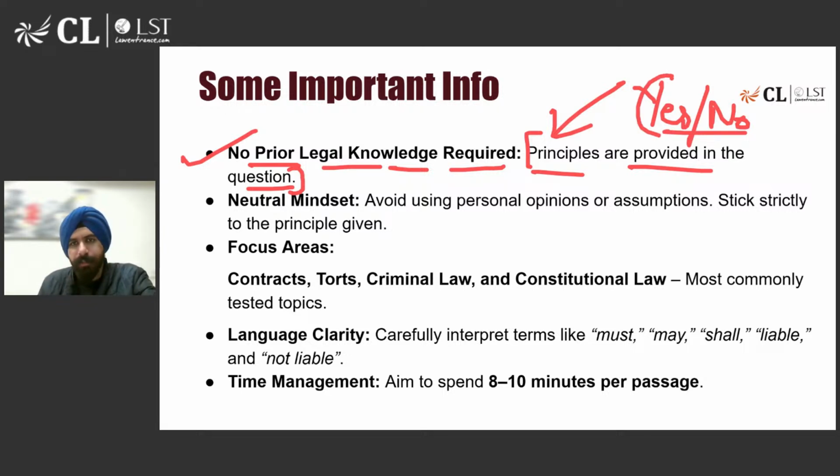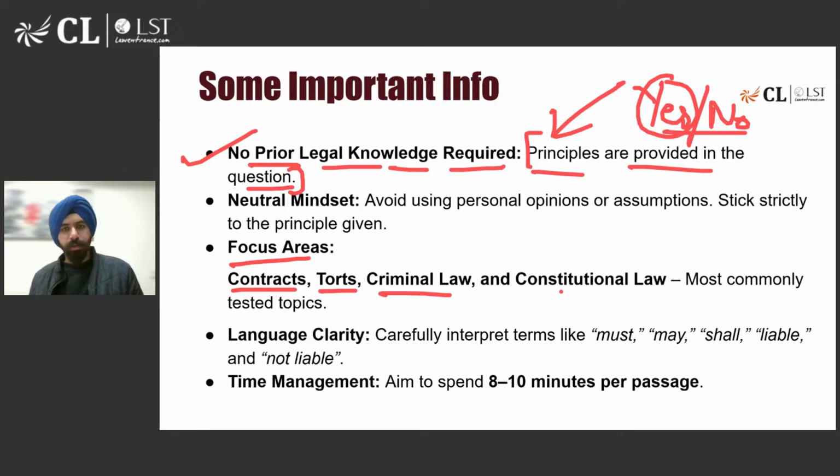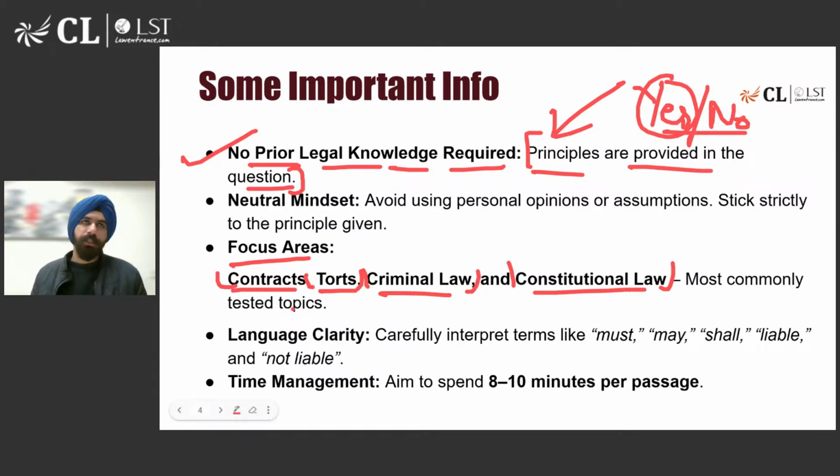Now, why did I say yes as well? Because there are four topics on which questions have very often been asked, most commonly been asked. You can also see them in the third point, the focus areas: the law of contracts, the law of torts, criminal law, and constitutional law. These are the four pillars or four topics or four areas of law from which questions are framed almost every year without any exception as such. And that being said, it is definitely beneficial if we have a basic understanding of these four concepts.